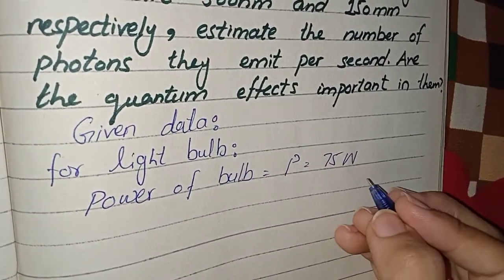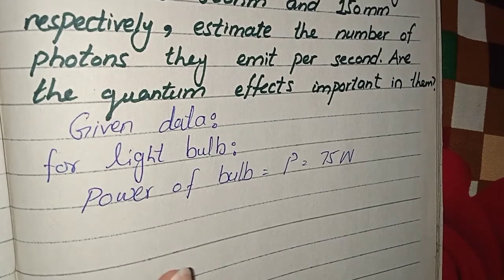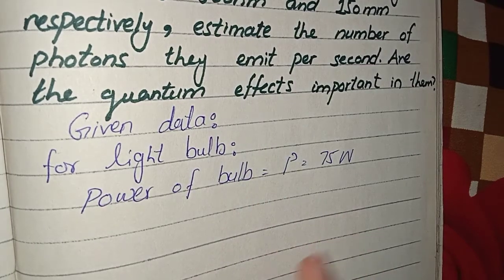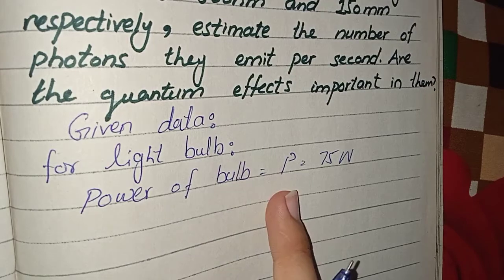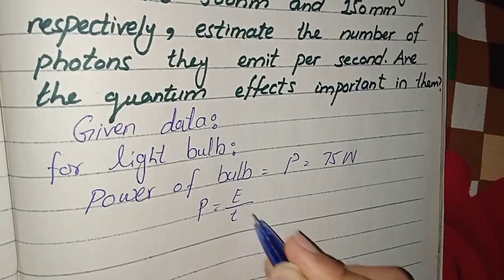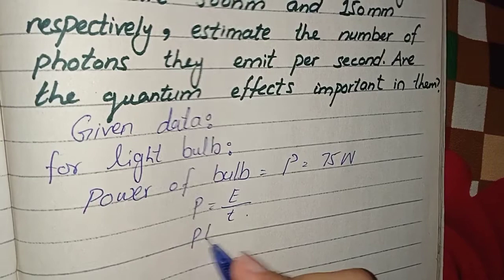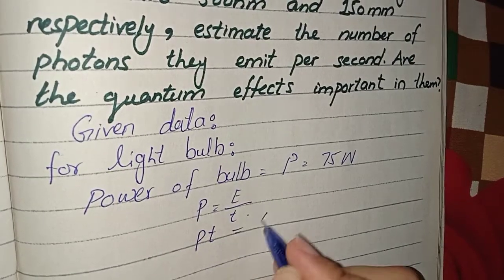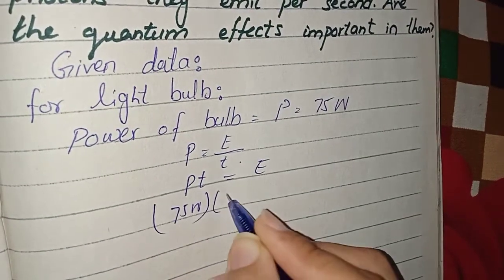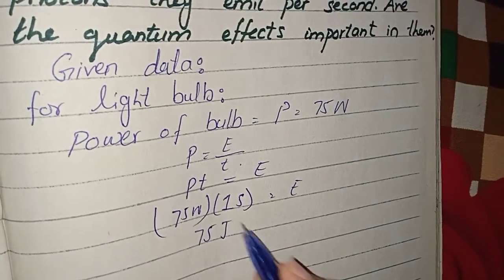At first I'm going to tell you that power is not required for this question. Actually the requirement is energy. So I'm going to convert the power into energy, as power and energy are related to each other with this formula. Time given is 1 second, as I already told you, and power is 75 watt. Power multiplied with time is equal to energy. Power is 75 watt and time is 1 second, and this will become equal to 75 joule energy.